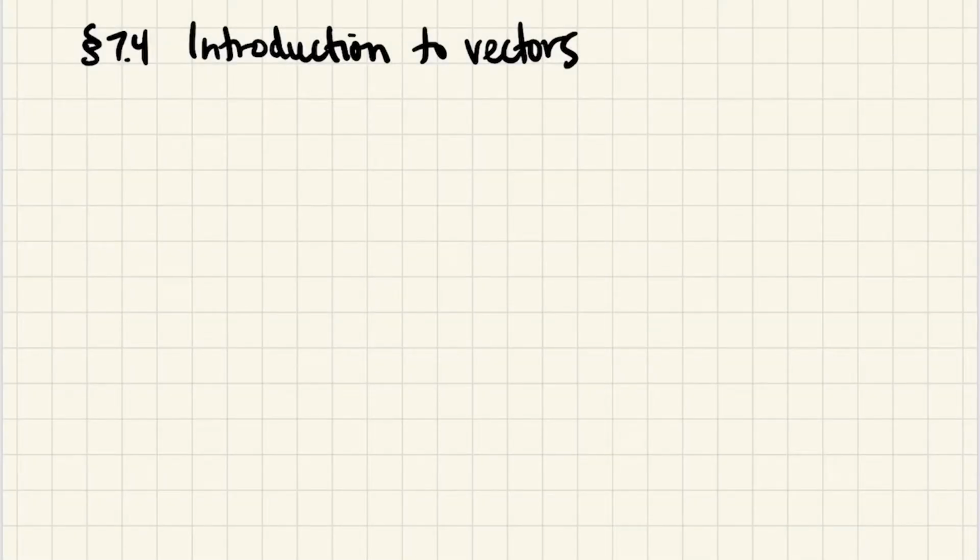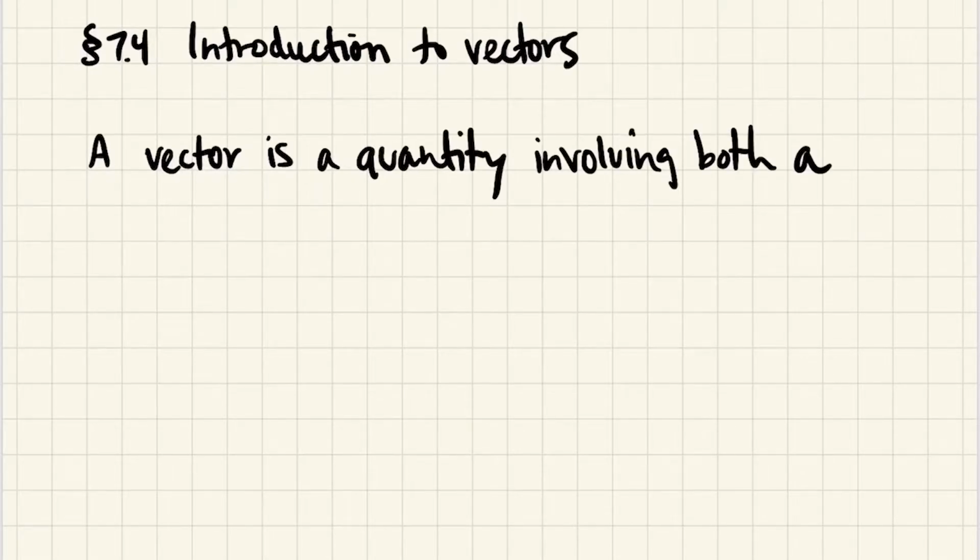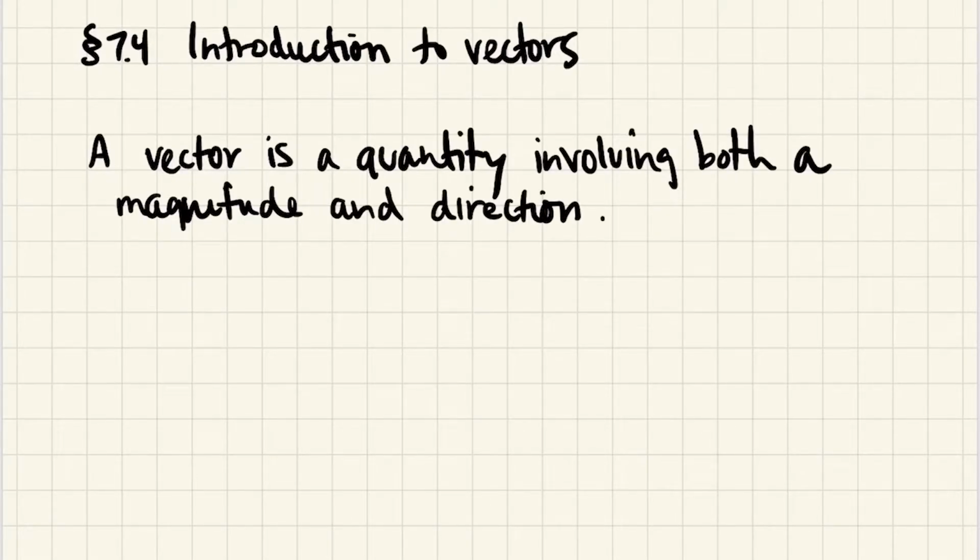Okay, so this is going to be a brief introduction to vectors here. A vector is a quantity in math and physics that involves both a magnitude and a direction. Examples of a vector would be, for instance, velocity. Velocity is a vector because not only is there magnitude, how fast an object is moving, but a direction. What direction is an object moving?